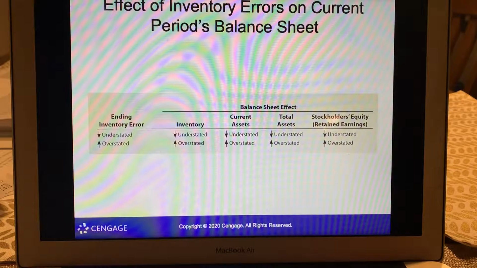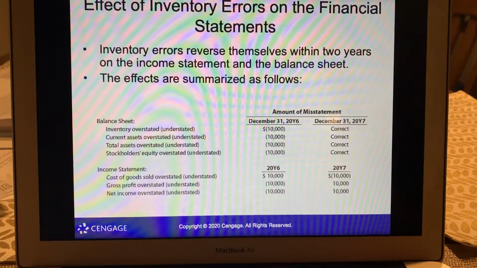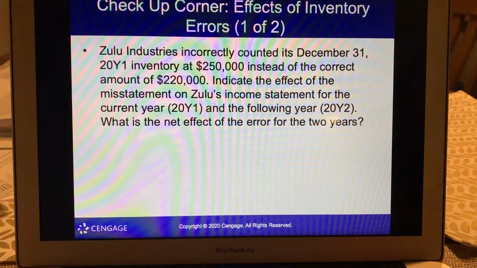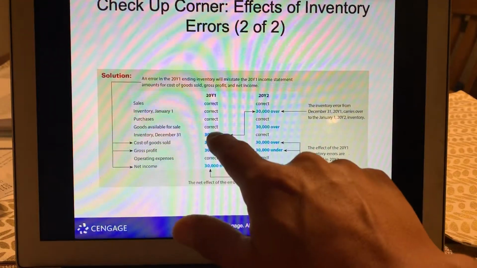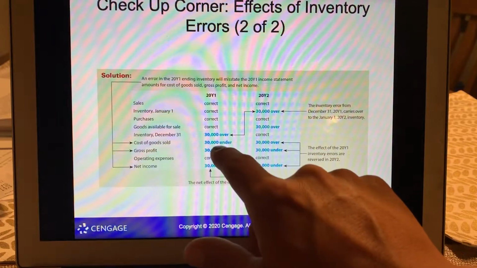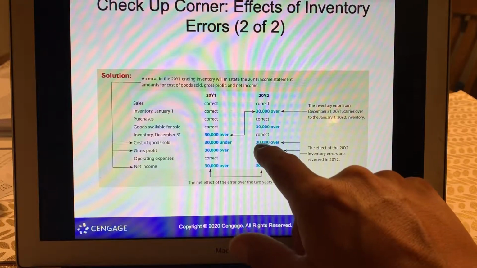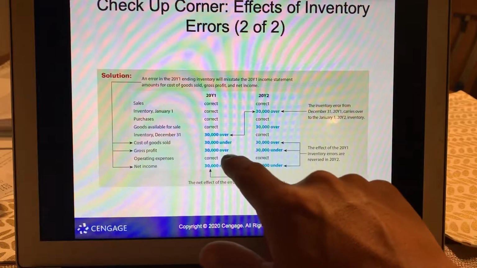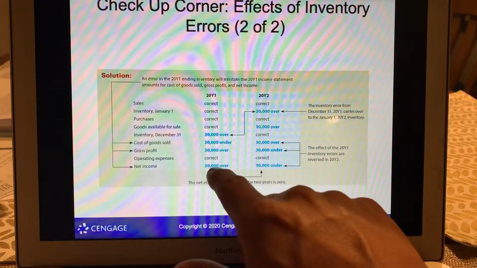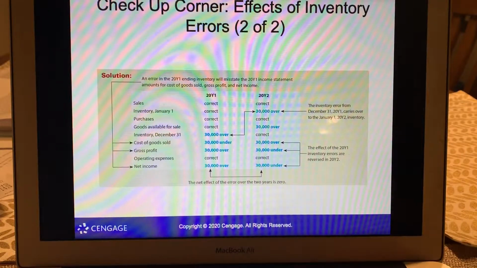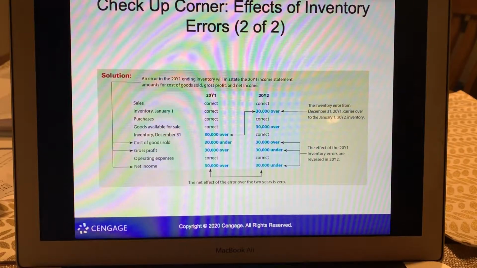Again, this is errors on the balance sheet. And these are the overstatements and reversals, and how to correct them. So go through and take a look at those. Here's an example. Over this year, under the next year. Gross profit is over, and then it'll be under the next year. So your income will be over, and then your income will be under the next year. So keep those in mind as well.